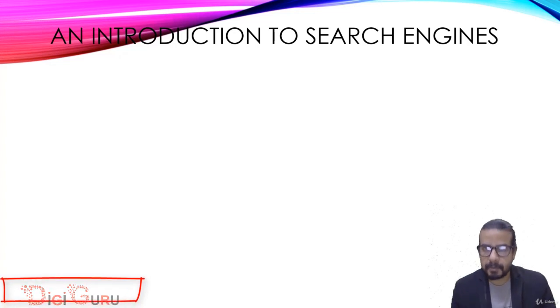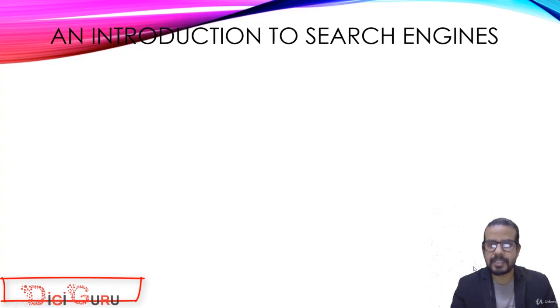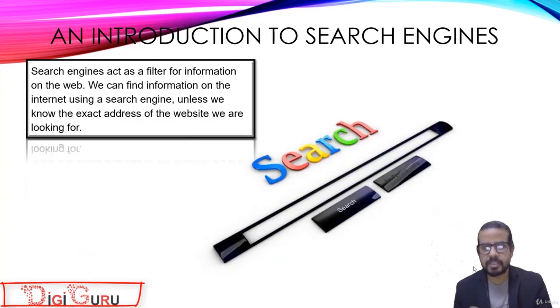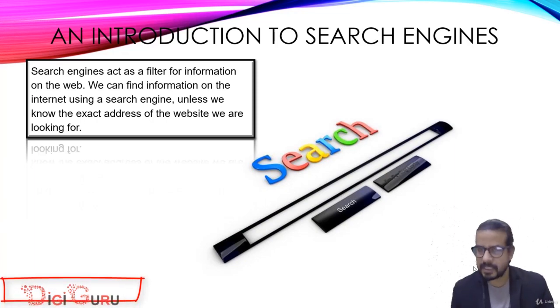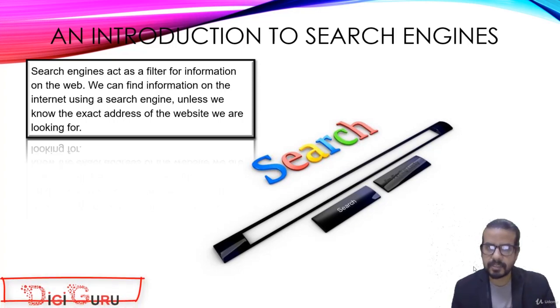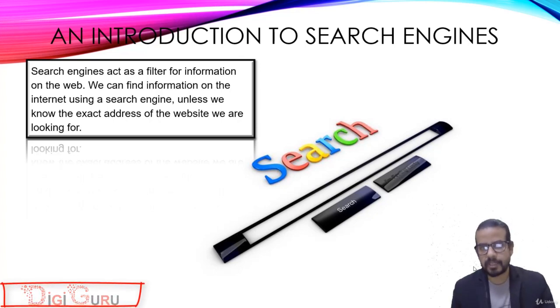So before we proceed ahead, a small definition of SEO, if I talk about it. A search engine is an interface where we can search for the products or services we want. If I go by a definition, a search engine acts as a filter for information on the web. We can find information on the internet using a search engine unless we know the exact address of the website we are looking for.